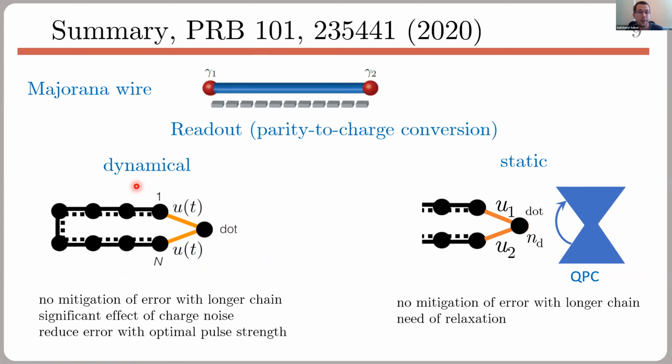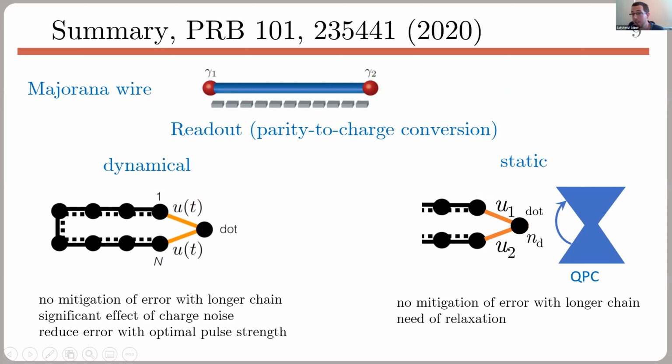We focused on the dynamical way, where we switched on some pulse on the tunnel barriers, or the static way, where it was constant in time. In both cases, we found we can reduce the error with a longer and longer chain. In a dynamical setup, we don't need charge noise, but if we have charge noise, it causes some significant error. But fortunately, we can reduce the error by optimizing the pulse strength or shape.